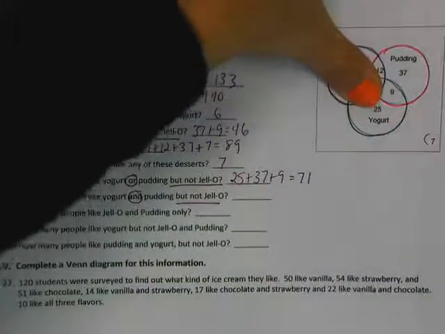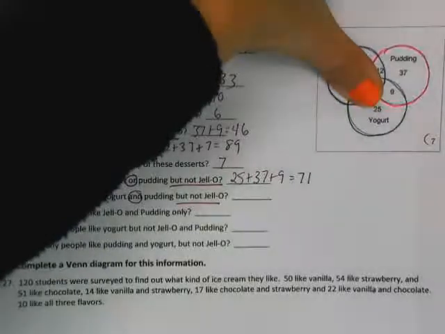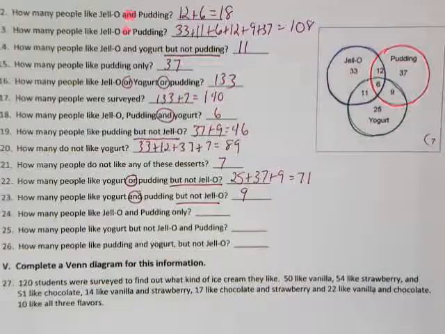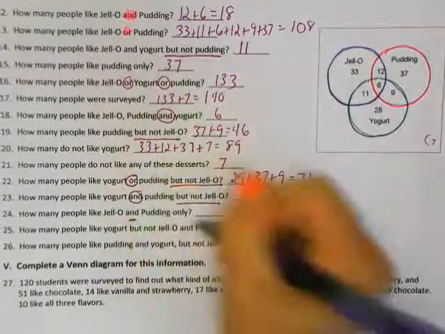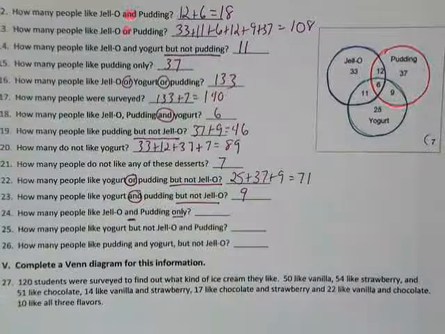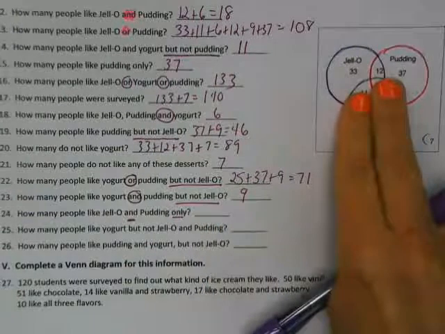Number 24, how many people like Jell-O and pudding, so it's an and. I throw in this word only, which means you can't like yogurt. It's the same way of saying a but question, okay? So it's Jell-O and pudding, but not yogurt. So an and would leave us 12.